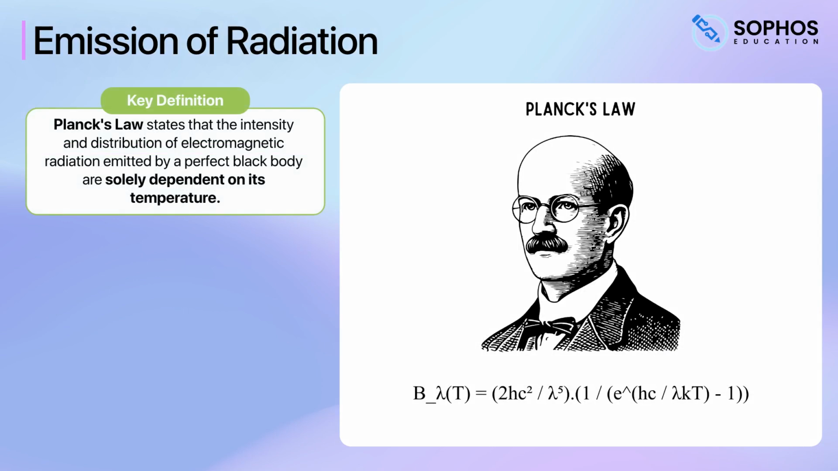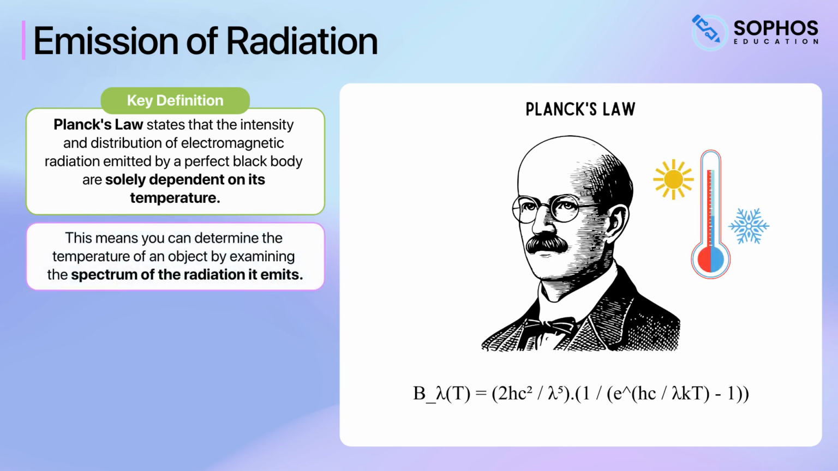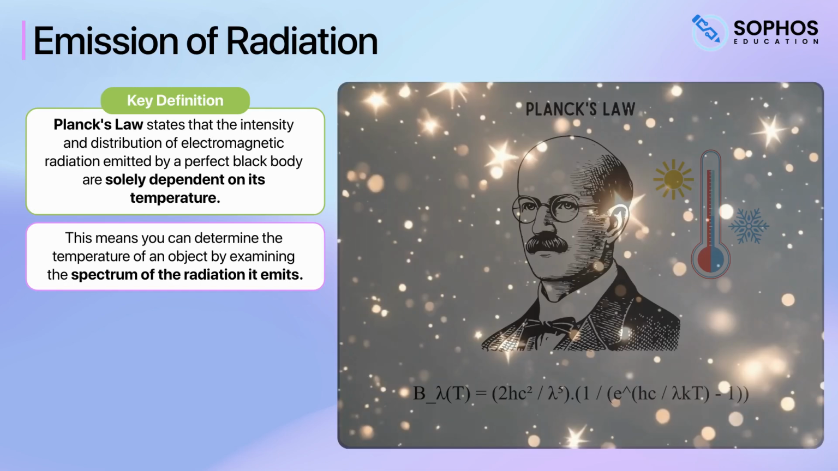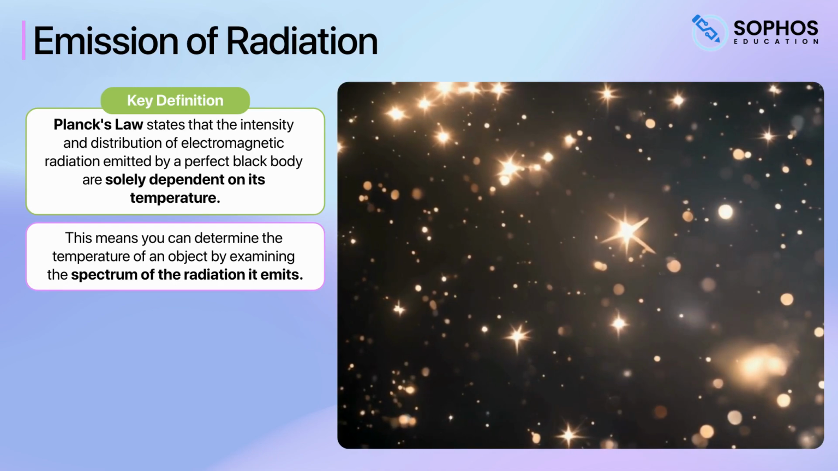According to Planck's law, the intensity and distribution of electromagnetic radiation emitted by a perfect black body are solely dependent on its temperature. This means you can determine the temperature of an object by examining the spectrum of the radiation it emits, which is extremely useful in astrophysics for studying stars and other celestial bodies.